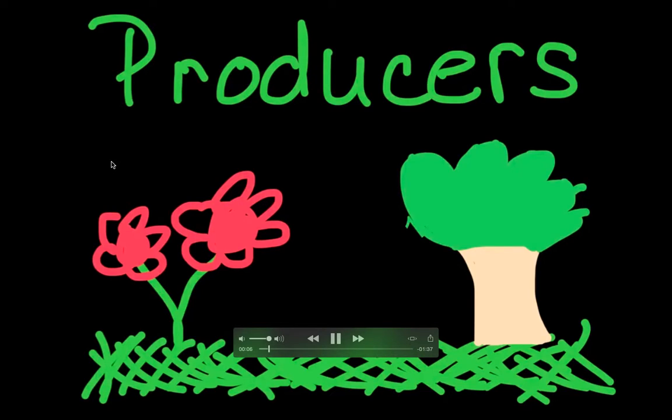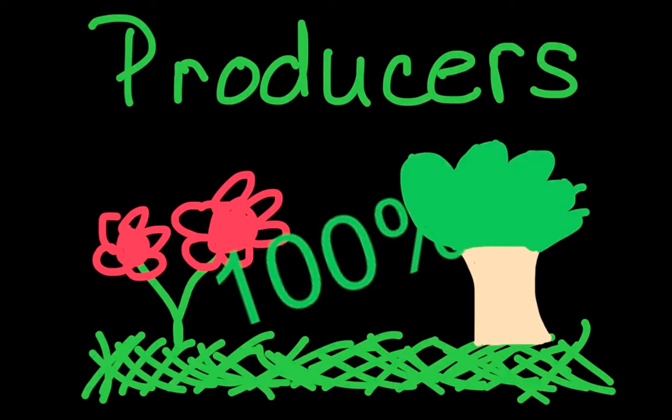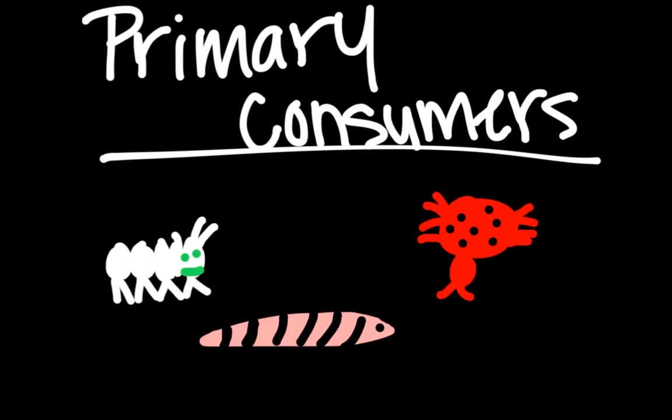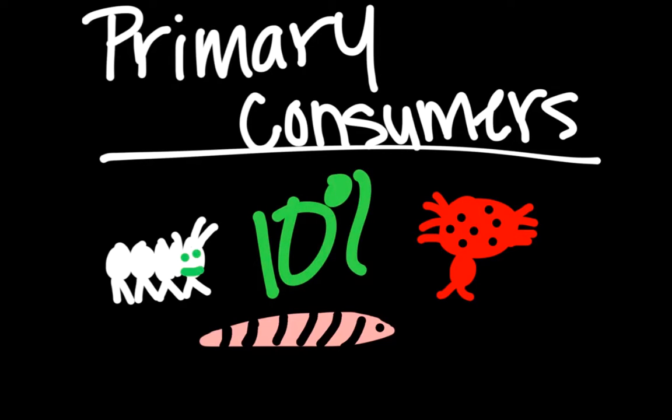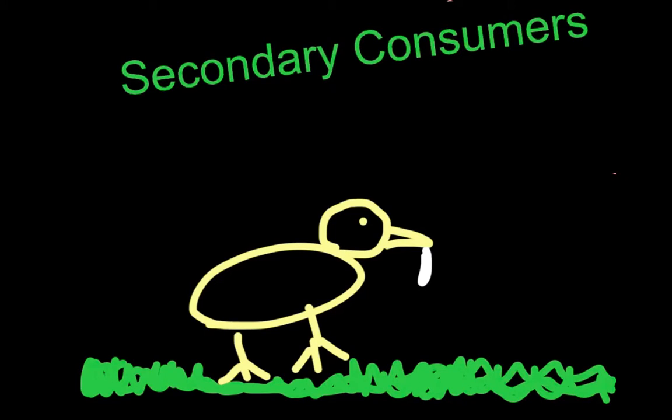Producers are trees, flowers, grass, and any other kind of plants. If any other consumer or organism eats a producer, they get 100% energy. Primary consumers are bugs and other little animals, and if any other consumer eats a primary consumer, they get 10% energy. Secondary consumers are birds. If any other consumer eats a secondary consumer, they get 1% energy.